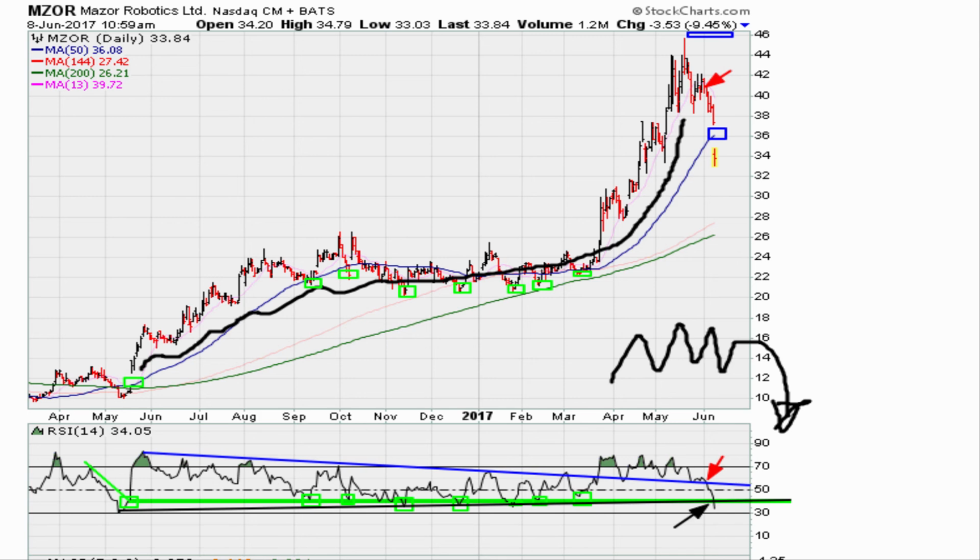The main takeaway, in my opinion, when I was looking at this, is pretty much the sell signal here came on this break of the previous support line, the previous breakout line.